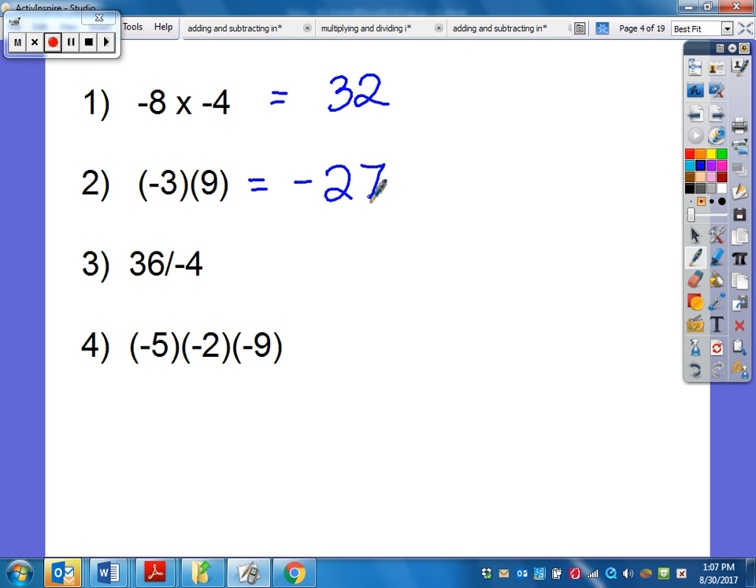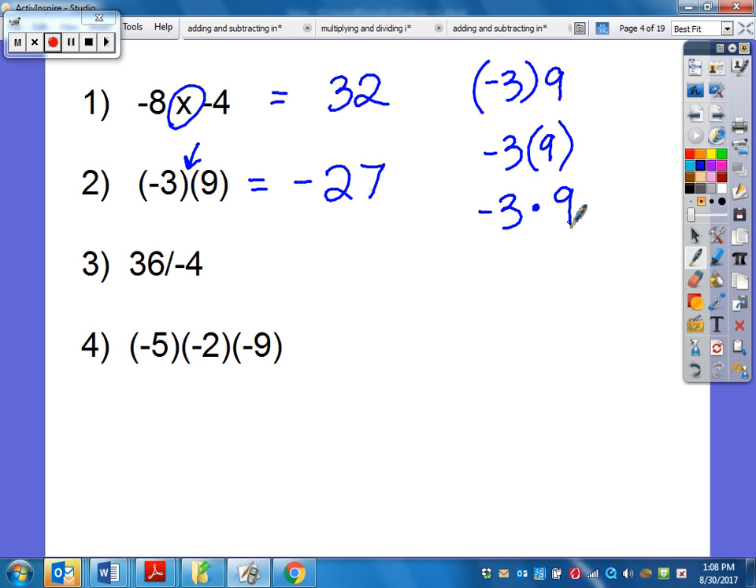So let's recap here. When you multiply, you can either use an X for multiplication, like here. You can use parentheses, like there. I could have also just used one set of parentheses, like this. That also means multiplication, when a number is right next to a set of parentheses. And the last way that we're going to use in 6th grade is a dot. So sometimes you can even use a dot to represent multiplication. Okay, let's go on to number 3.